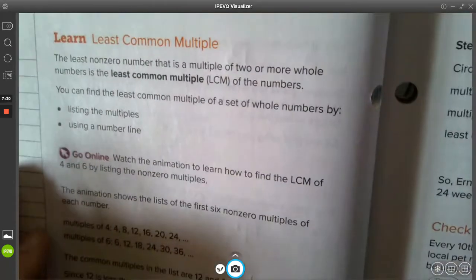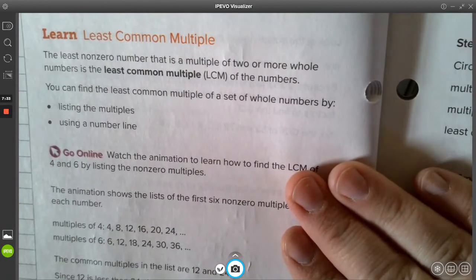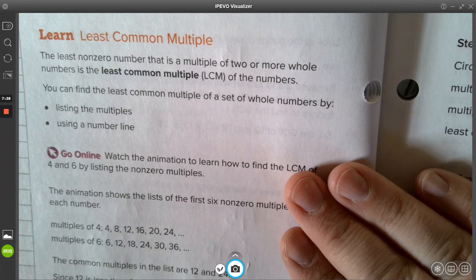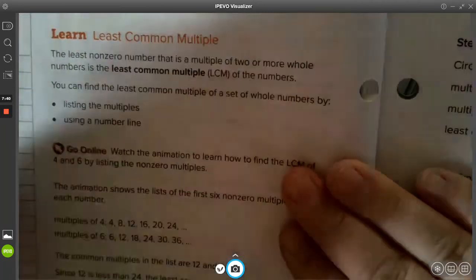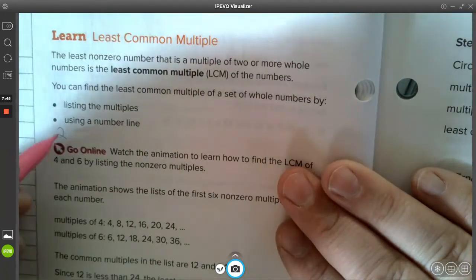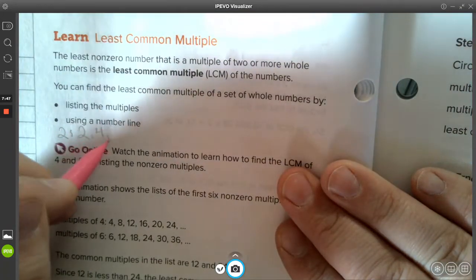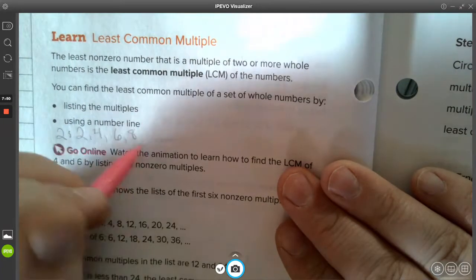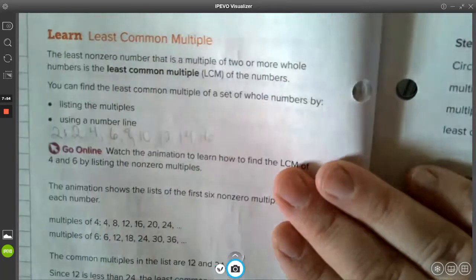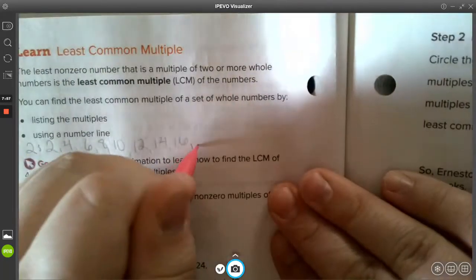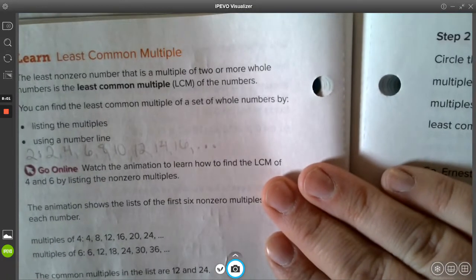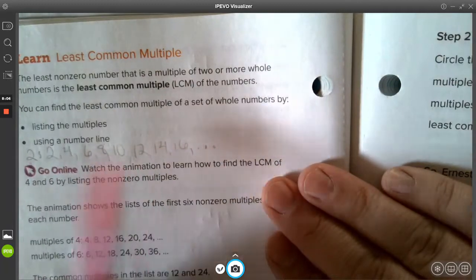All right, so let's talk about common multiples. The least non-zero number that is a multiple of 2 or more whole numbers is called a least common multiple. And remember, when we're talking about multiples, if I said multiples of 2, that's all the numbers you would say when counting by 2. 2, 4, 6, 8, 10, 12, 14, 16, 18, and so on and so forth. Okay? So multiples are the numbers that increase, right? We multiply to get bigger. So you're counting by that number.